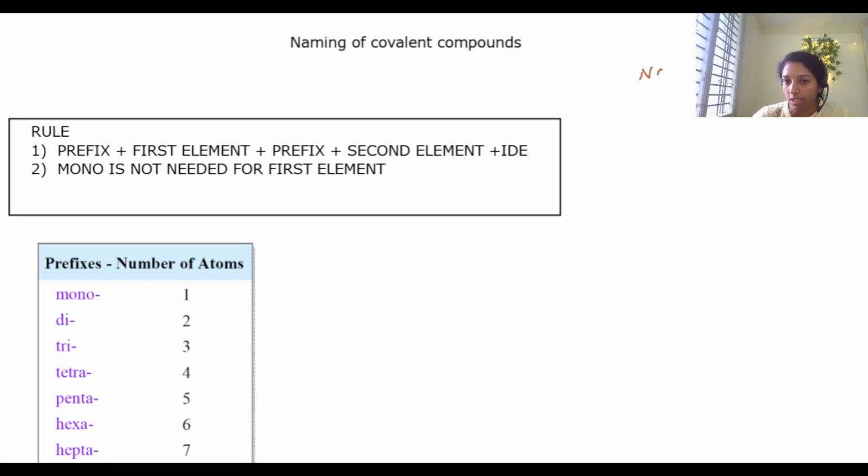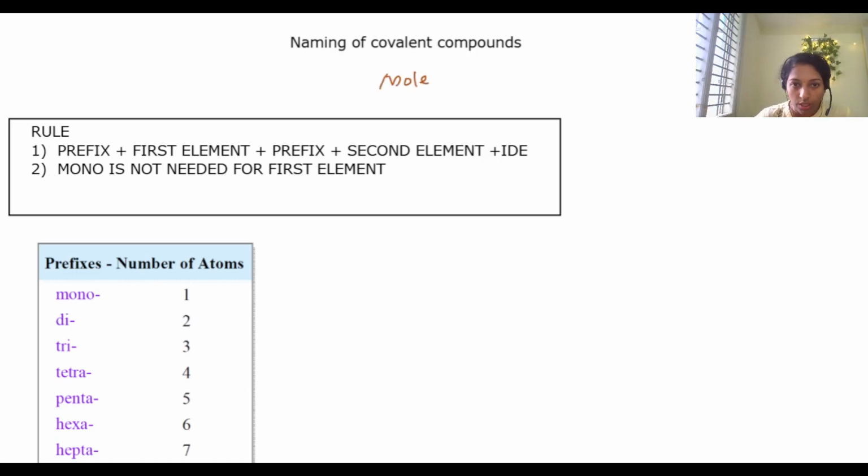For example, sodium chloride. Sodium is a metal and chlorine is a non-metal, so you can say this is an ionic compound. Then you have to follow the ionic compound rules. But here we are dealing with covalent compounds. If you have not seen that video, just see that one. That is for ionic compounds nomenclature. Today we are going to discuss covalent compounds nomenclature: how to name covalent compounds, otherwise called molecular compounds.